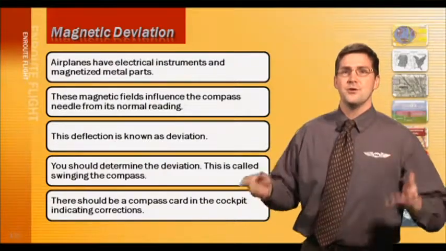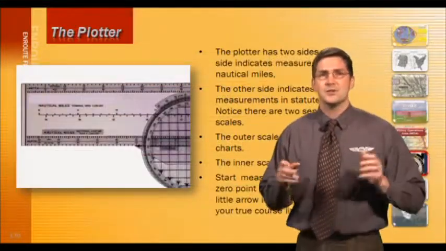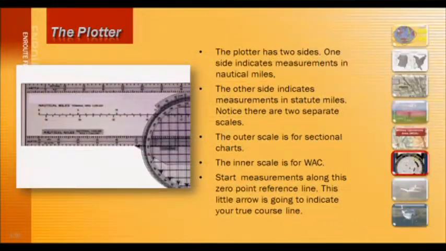Now let's review the plotter. The plotter has two sides. One side is scaled in nautical miles. The other side is scaled in statute miles. For this example, we'll use nautical miles. Notice that there are two separate scales. The outer scale is for sectional charts and the inner scale is for WAC charts, or World Aeronautical Charts. Don't begin your measurements out here at the end of the plotter. Start them along this 0-point reference line. This little arrow is going to indicate your true course line.